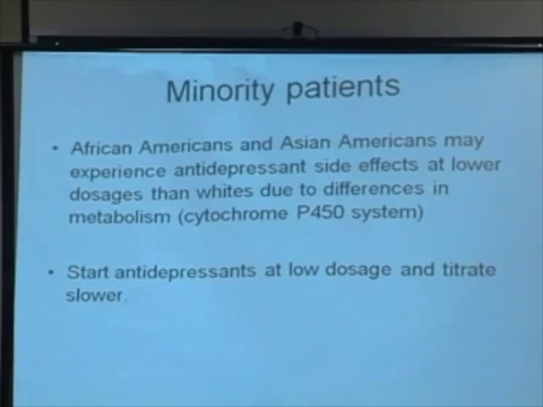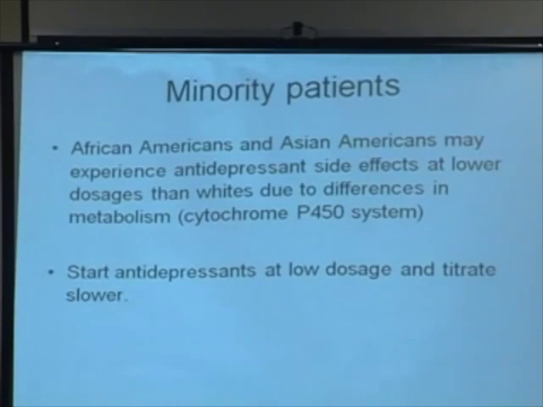So African Americans and Asian Americans can experience side effects at lower dosages than Caucasian patients, largely due to the way that they metabolize the medication. There's a system called the cytochrome P450 system. Basically, most of our medications get metabolized in our liver. It gets broken down there. Everybody's system is a little bit different, and these are things that developed over time. So genetically, we know that there are differences. So people may respond slightly differently depending on their background.